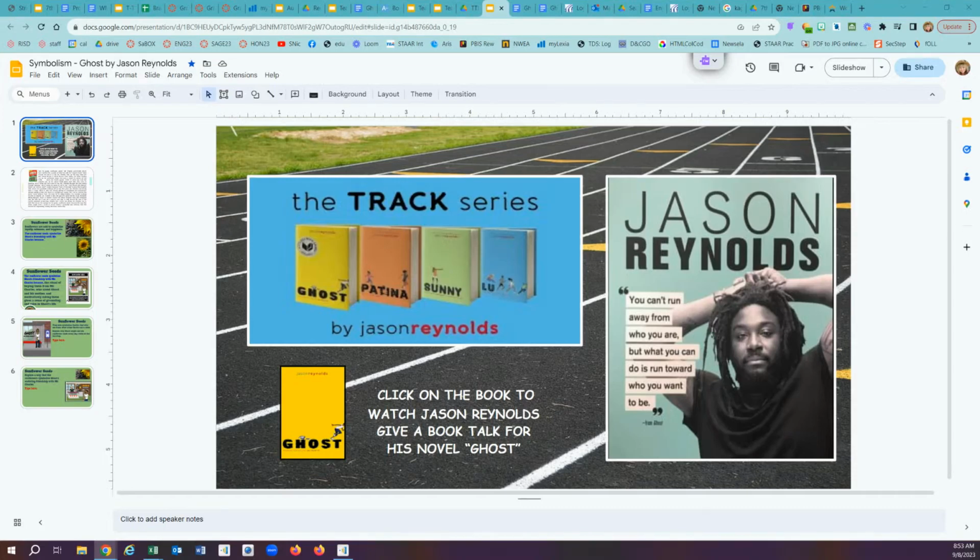This assignment is a ghost writing response. After reading the excerpt from chapter 1 of Ghost and marking it up and looking at the different type of writing style of Jason Reynolds, you will then go to the slide where it says, what is symbolism? We've talked about this week along with figurative language.